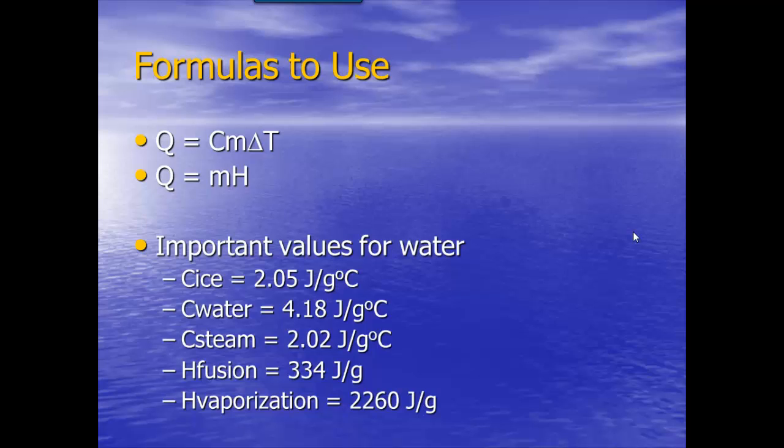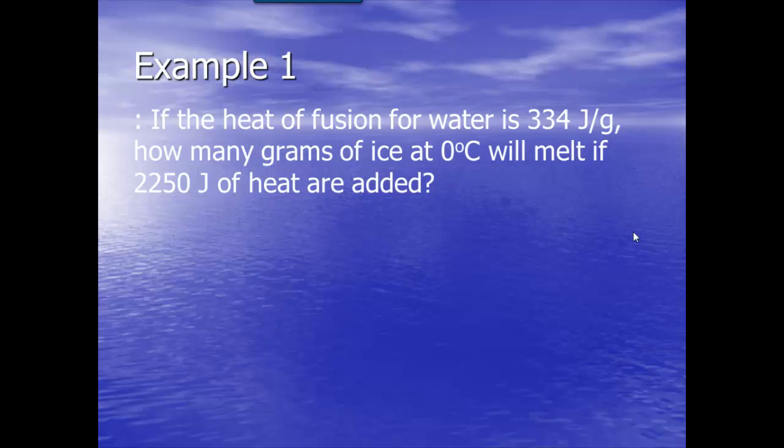Alright, here's the first example. The heat of fusion of water is 334 joules per gram. That's just from your reference table. How many grams of ice at 0 will melt if 2,250 joules of heat are added?